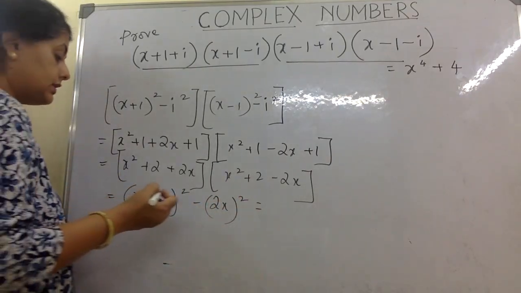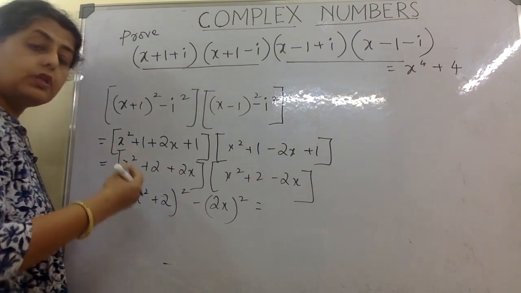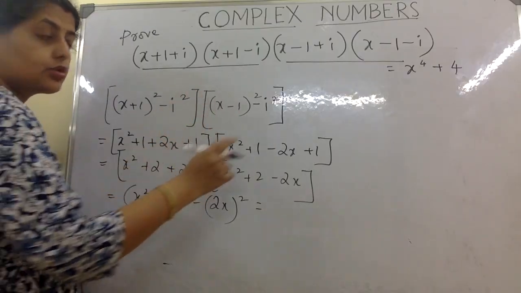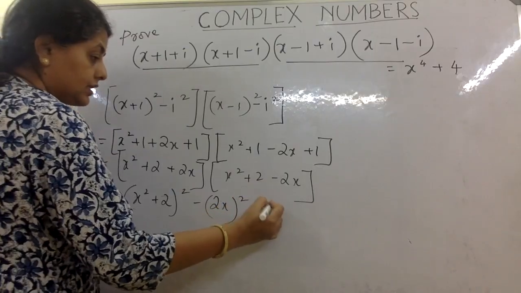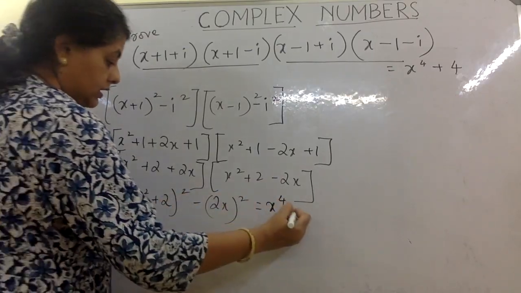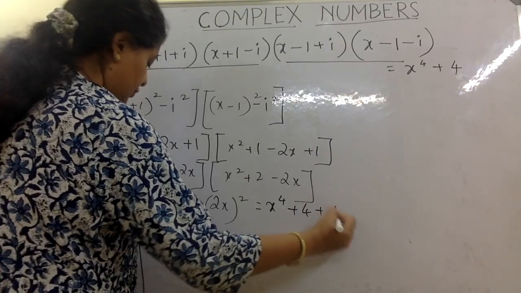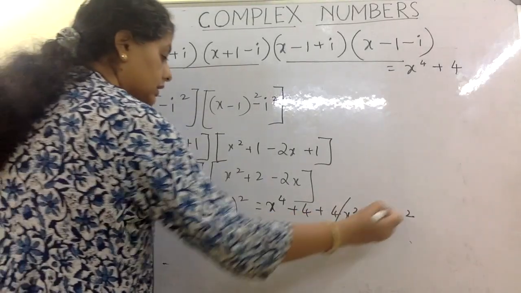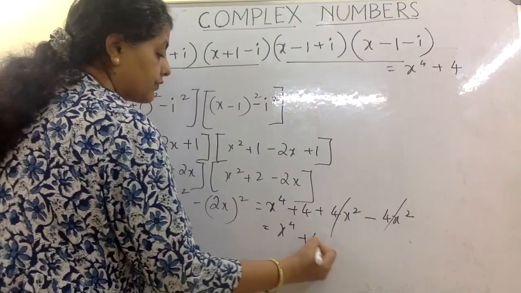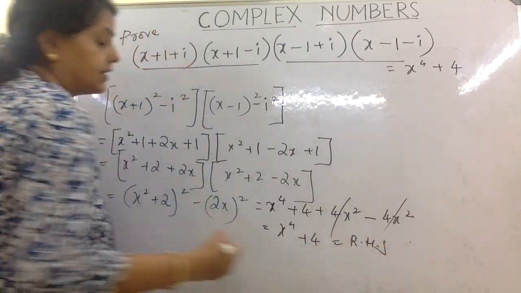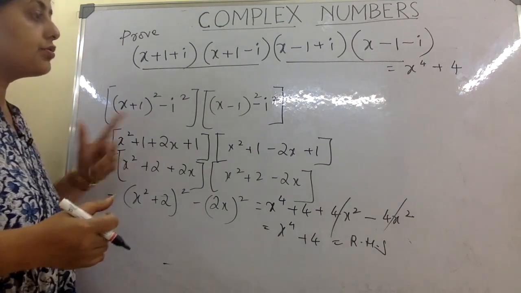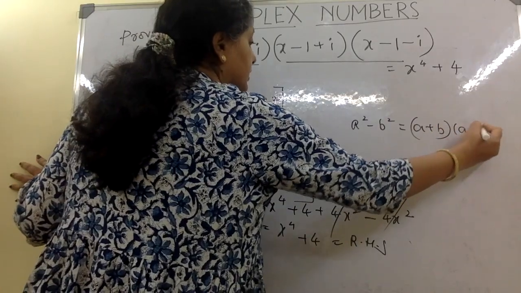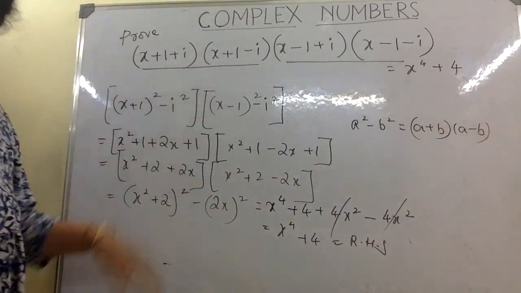Now you see we have already reached fully real numbers. No imaginary number. Imaginary number has stopped at this stage only. So we are moving towards this: x to the power 4 plus 4 plus 4x square minus 4x square. This cancels, x to the power 4 plus 4 is the right hand side, hence proved. So we have to use the identity a square minus b square is a plus b and a minus b. This is what we used 3 times.